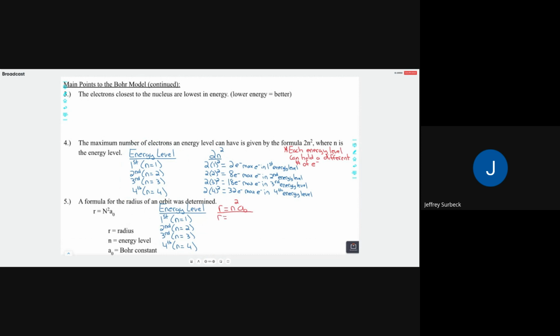So for the first energy level, we could get 1 squared times a sub 0, which we really don't need to worry about a sub 0. But that first energy level would get us a radius of 1 a sub 0. Our radius of the second energy level, we would have 2 squared times that a sub 0, and we would get 4 a sub 0. Our third energy level, we would get 3 squared times that a sub 0, so that'd get us 9 a sub 0. And then our fourth energy level, that's all we're going to worry about today, we would get 4 squared times a sub 0, which would be 16. Now, I want you to notice that this gets bigger, and it gets bigger on an exponential basis, all right? So we're going to break these notes into another part here. All right, but this is a good stopping point for right now.